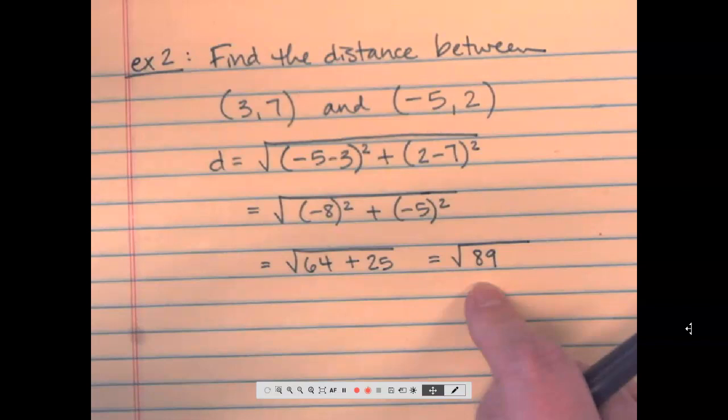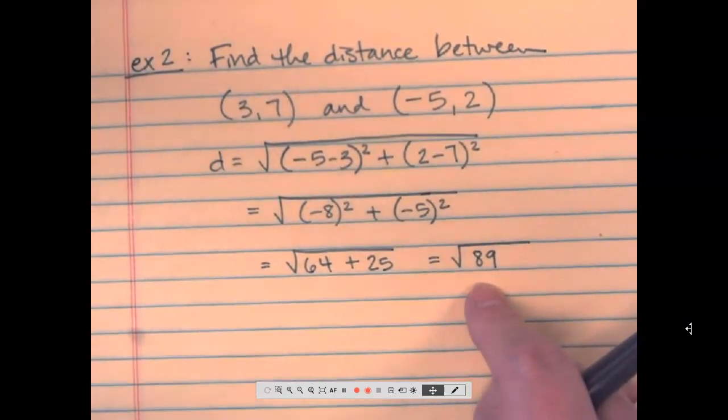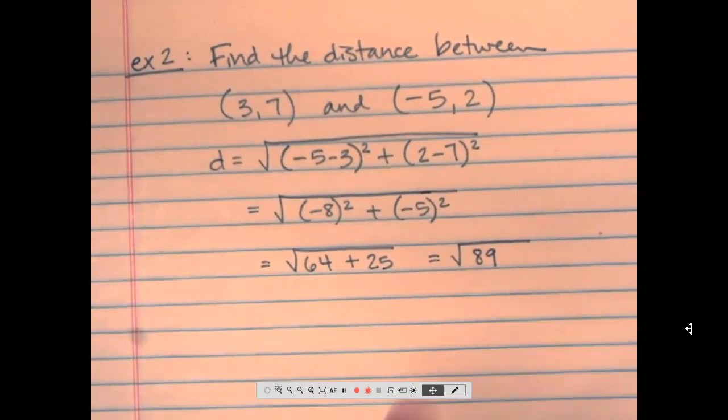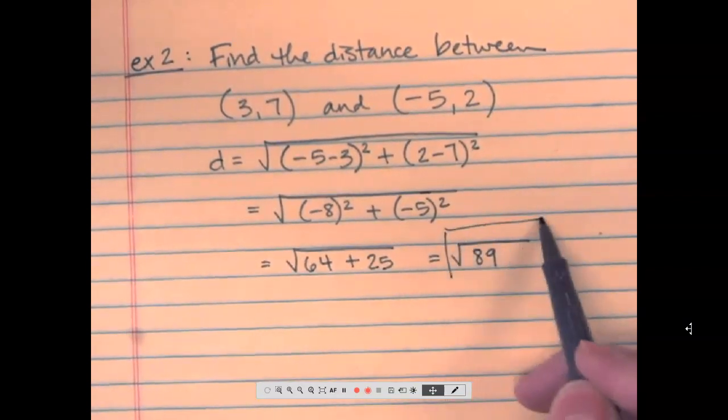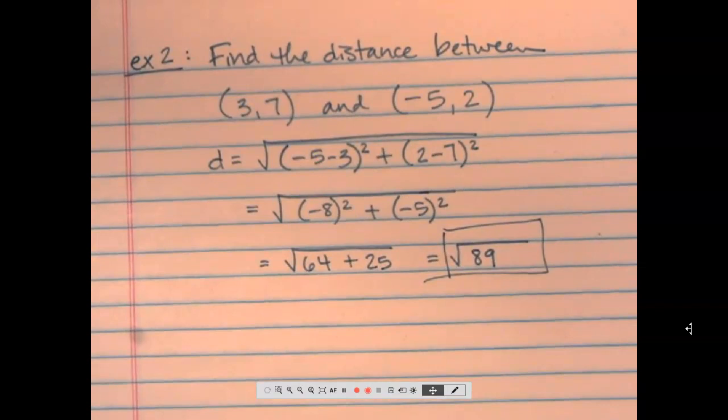I can't think of anything that goes into 89. But you're looking for a factor that divides into it that is a perfect square, just 4, 9, 16, 25, etc. If one divides into it, then you can simplify it. But it doesn't. So I'd prefer just that simplified radical instead of a decimal in most cases.